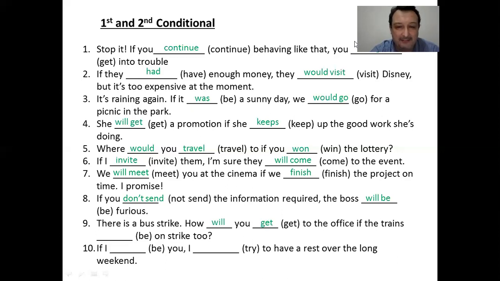Okay, there's a bus strike. How will you get to the office if the trains are on strike too? In this case, it's a question. First conditional, we use if and the present simple in the second part of the sentence, and will with the infinitive in the first part. Okay. And the last one, well, if I were you, the possibility for me to be you is impossible, so we need to use the second conditional. I would try to have a rest over the long weekend.